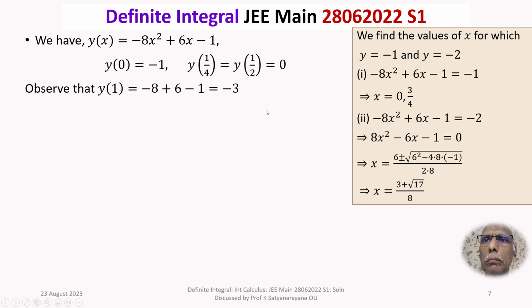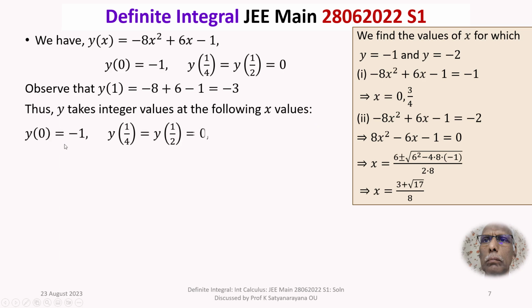So let's consolidate here. So thus, y takes integer values at the following x values. So initially, at 0, minus 1. At 1 by 4, 0. At 1 by 2, 0. And at 3 by 4, minus 1. So we have seen minus 1. And at 3 plus root 17 by 8, minus 2. At 1, minus 3. These are the integer values. That means the y travels like this.